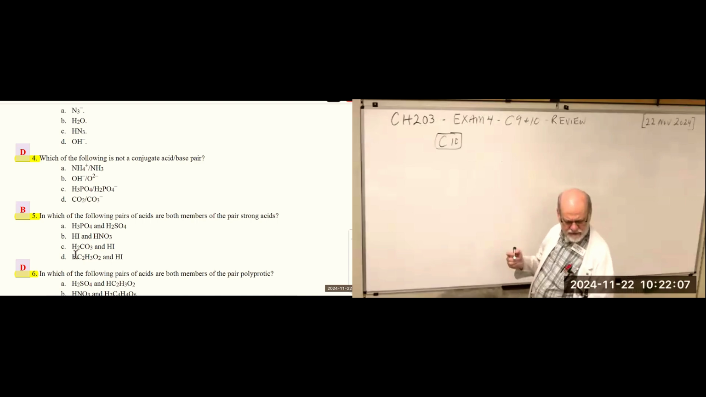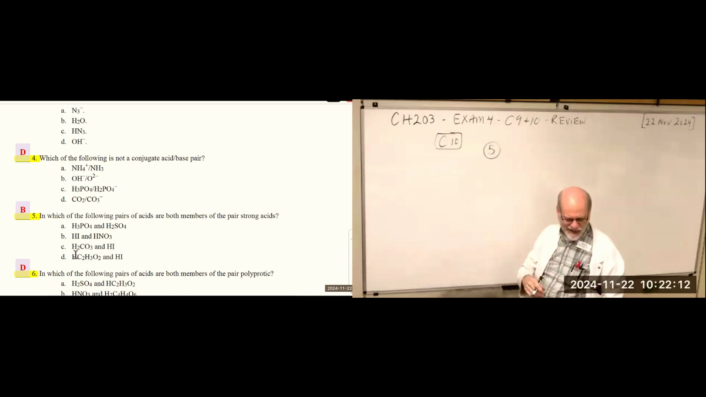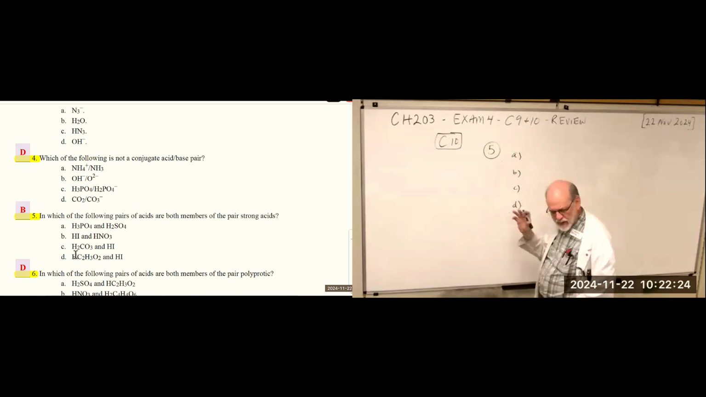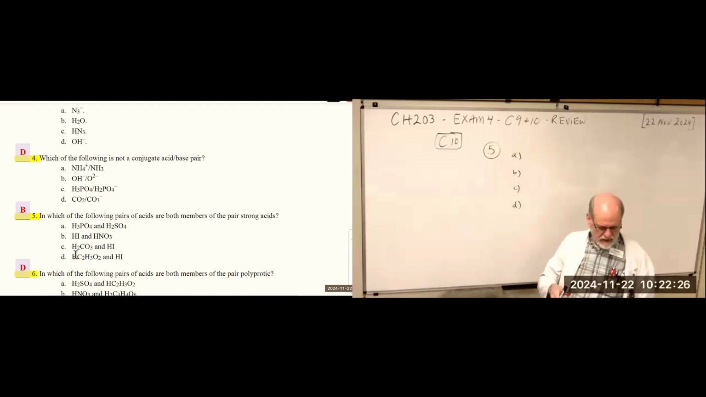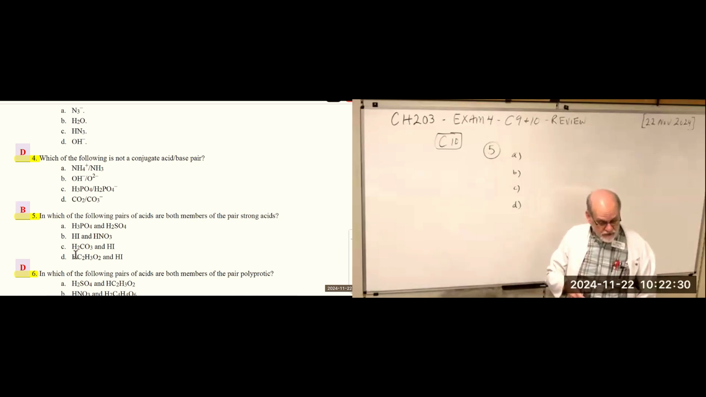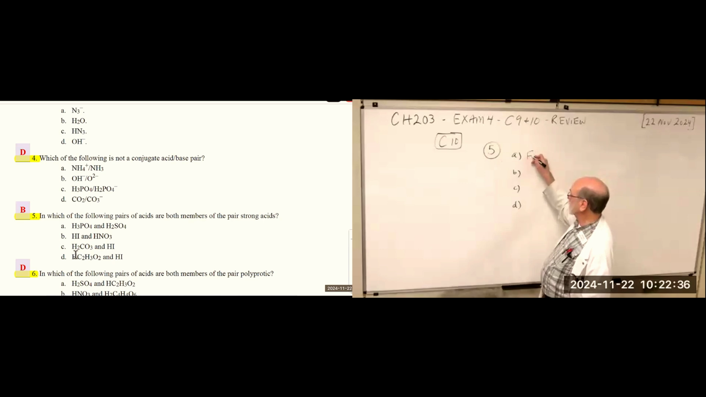Okay, 5. Which of the following pairs of acids are both members of the pair strong acids? All right, we got A through D. Both of them are strong acids. How about A? Sulfuric acid is strong, but phosphoric acid is not. So that's false.